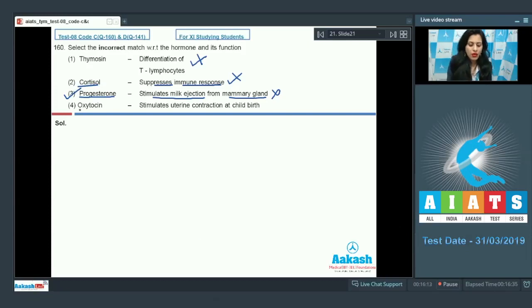The last match given is oxytocin, and the match given is stimulates uterine contraction at childbirth. As it is a correct match, this cannot be a correct answer to our question, because oxytocin stimulates uterine contraction during parturition. So the correct answer to this question is option number 3. Let's discuss our next question.